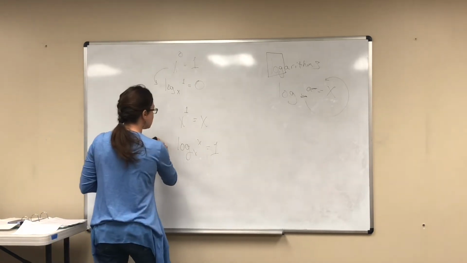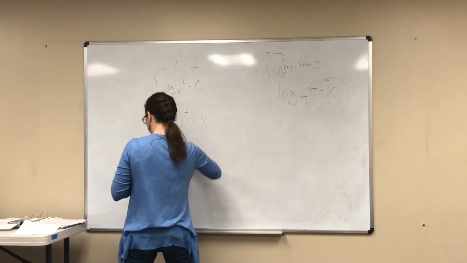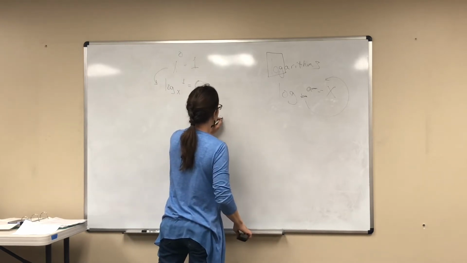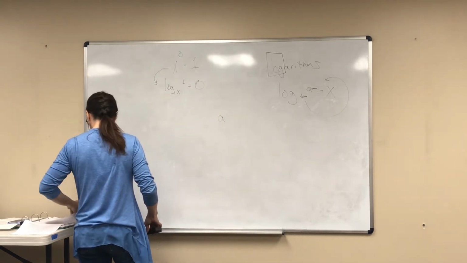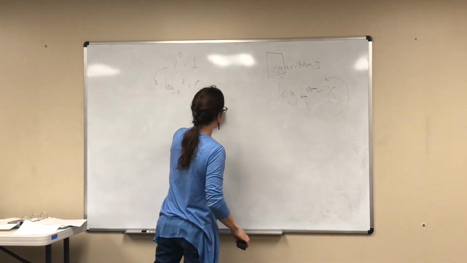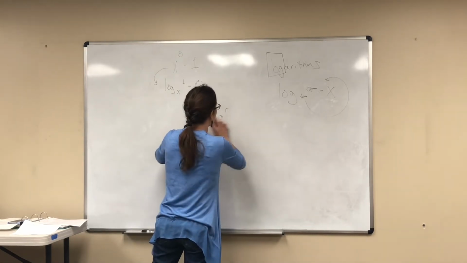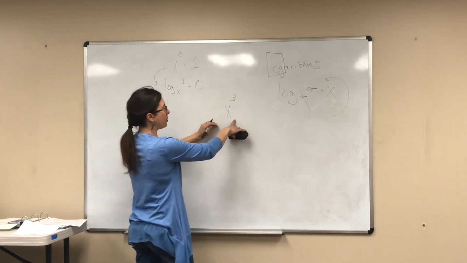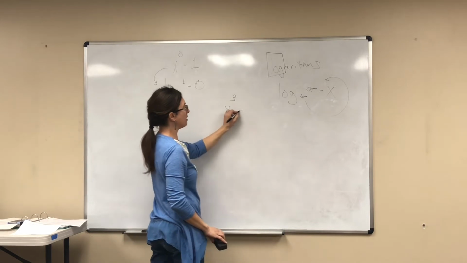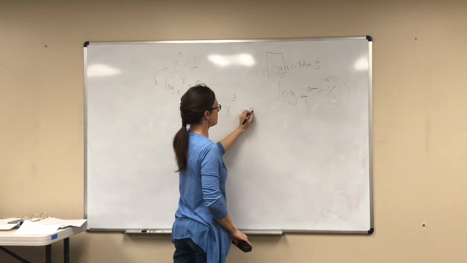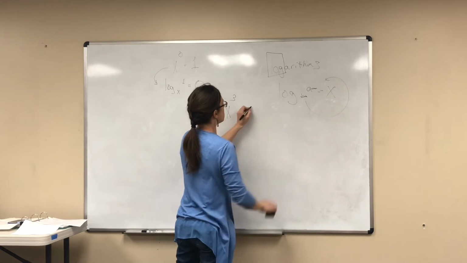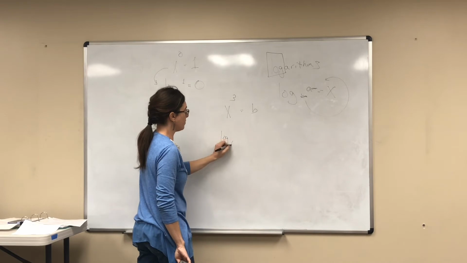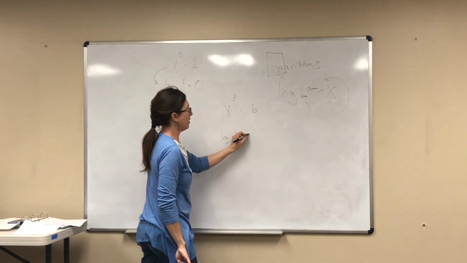So let's look at this. If I have a number raised to a different number, so I've got x raised to the 3rd equals some answer b, how would I rewrite this as a log? Log x of b equals 3, okay?